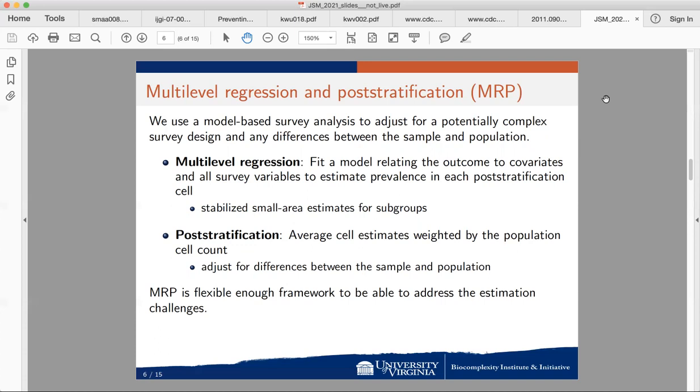sample and the population. And so this model-based approach is really nice in that it's very flexible, and it's flexible enough to be able to address the challenges that I just previously mentioned in one nice framework.